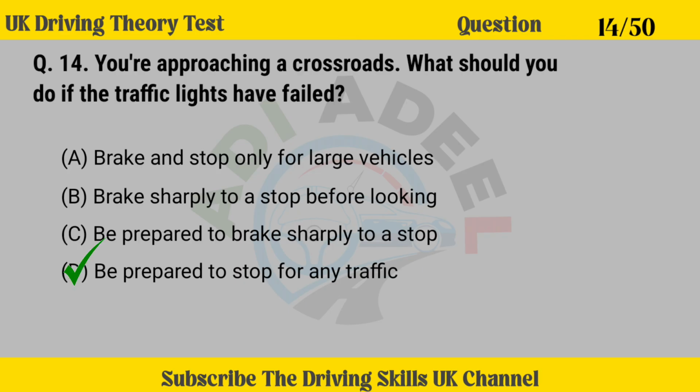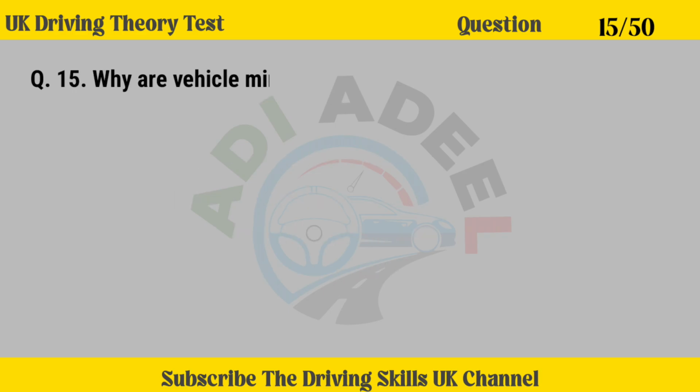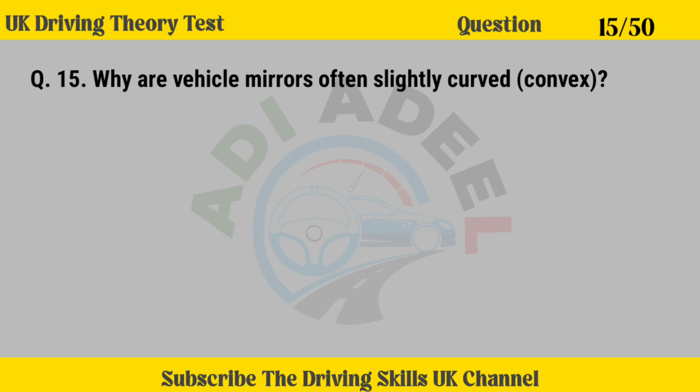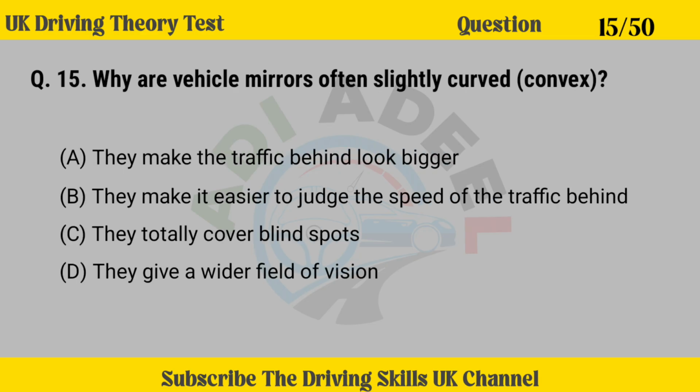The right answer is D. Be prepared to stop for any traffic. Question 15. Why are vehicle mirrors often slightly curved, convex? A, they make the traffic behind look bigger. B, they make it easier to judge the speed of the traffic behind. C, they totally cover blind spots. D, they give a wider field of vision.